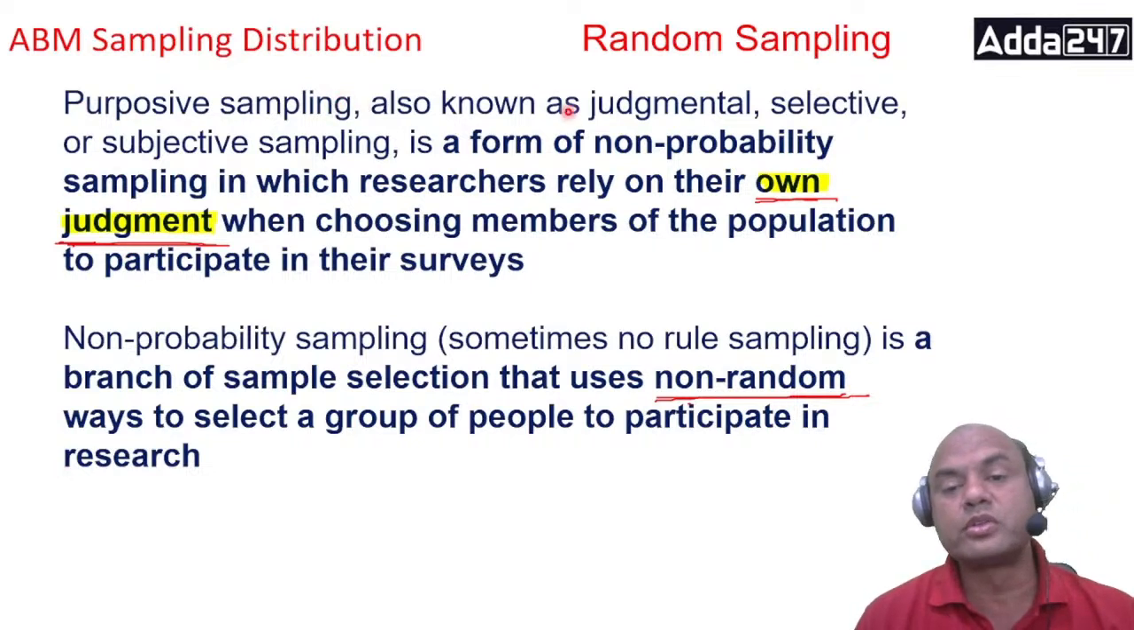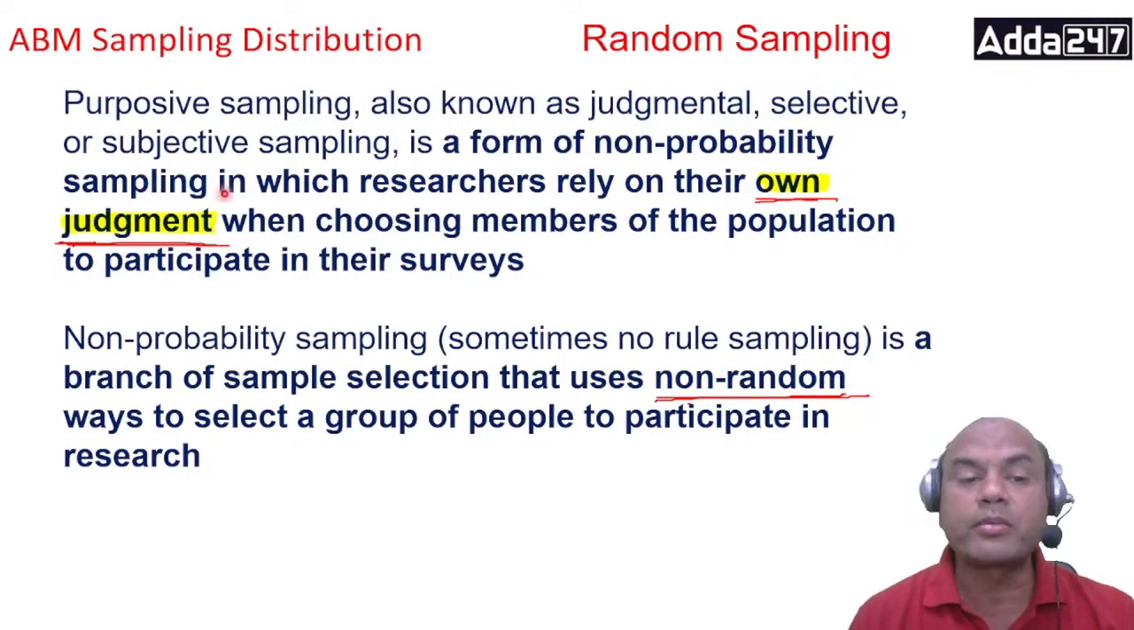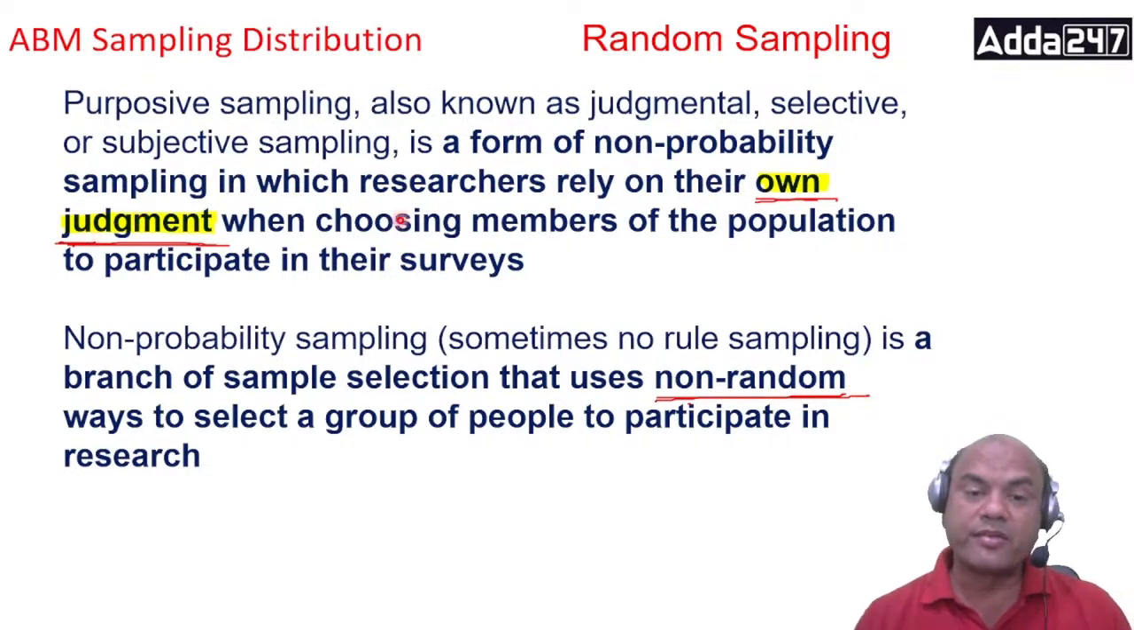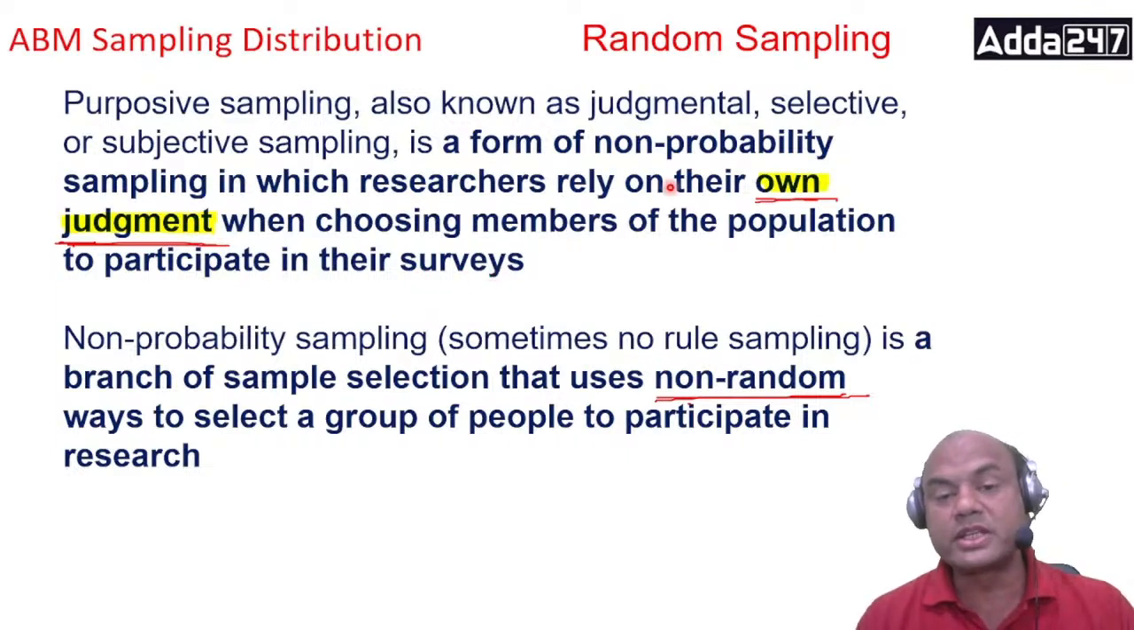Purposive sampling, also known as judgmental, selective or subjective sampling, is a form of non-probability sampling in which the researchers rely on their own judgment when choosing the members of the population to participate in the survey. So this is all judgmental.